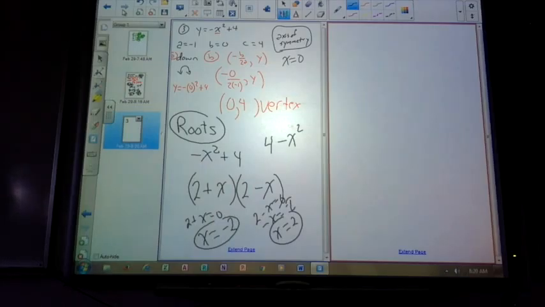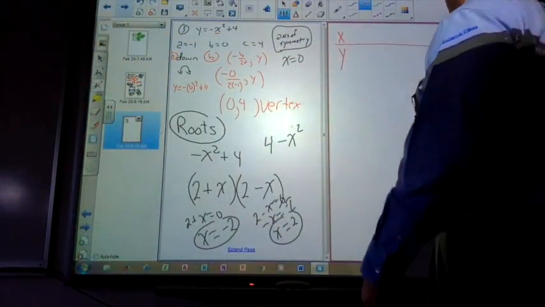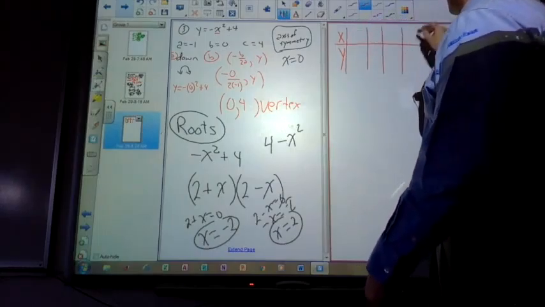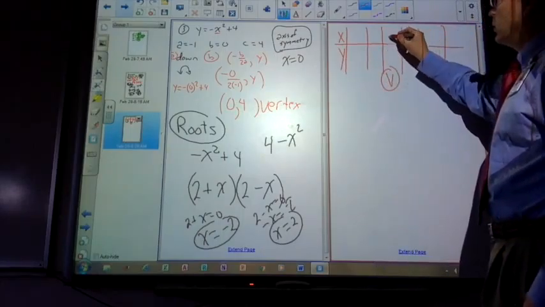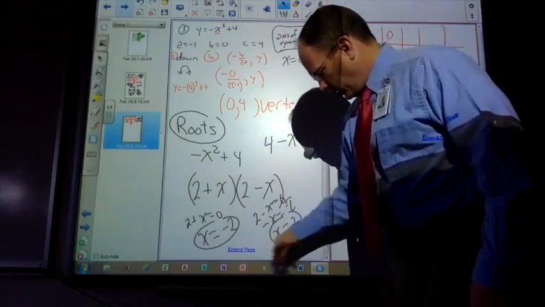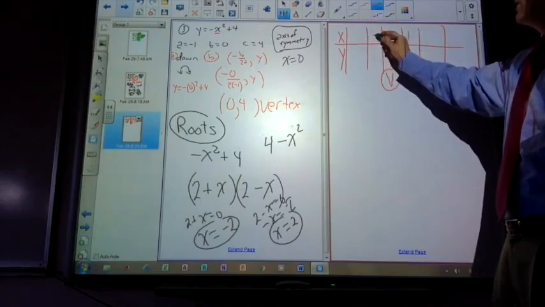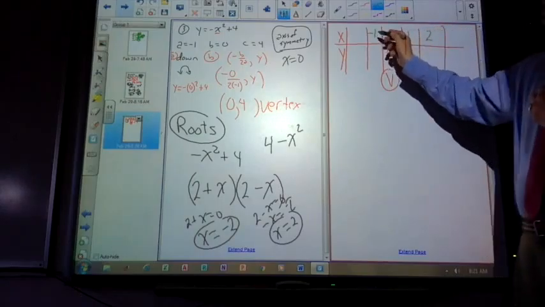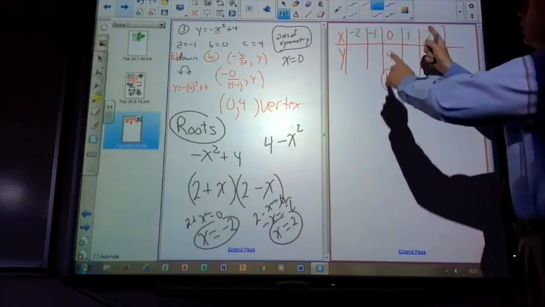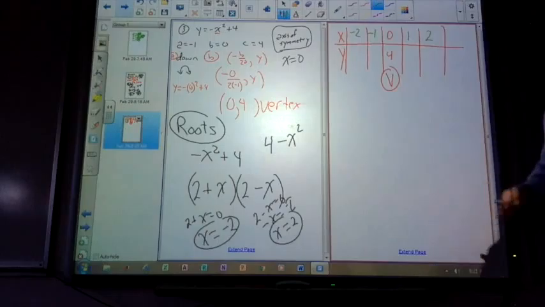Complete the table of values centered at the vertex, and sketch the graph. Let's make ourselves a table. I have x, I have y. My vertex is going to be here. My vertex, we said, was 0, 4. One number to the right of 0 is 1. One number to the left is negative 1. These should give us the exact same value. One number to the right of 1, one number to the left of negative 1. The 1 and negative 1 should give us the same y value, and the 2 and negative 2 should give us the same y value, because we know a parabola is symmetric about the vertex.